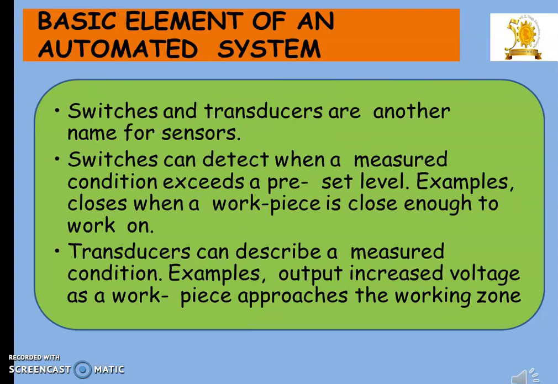working environment. The sensors are again classified into two types, or we can also call switches and transducers as a sensor. The switches can detect when a measured condition exceeds the preset level. Example, it closes when a workpiece is close enough to work on. When the workpiece is close enough, the switch will be closed, otherwise it will be open.